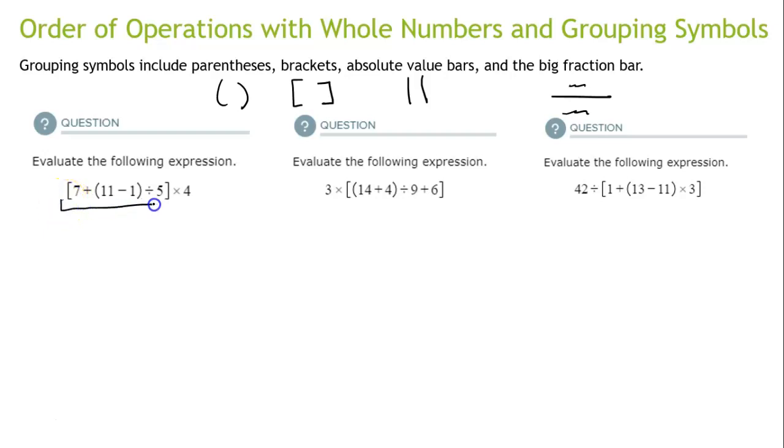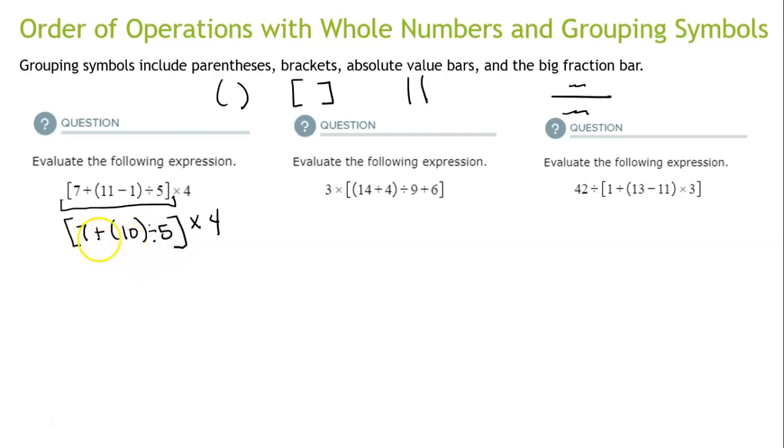So the first thing I notice is this big set of brackets. And I want to do order of operations inside of that until I'm done, which means the times 4 is just going to come down over and over because I'm not going to use that until the end. Inside of the brackets, there are other grouping symbols. So I'm going to bring down the 7, bring down the plus, 11 minus 1 becomes 10, and I bring down the divided by 5 and the brackets.